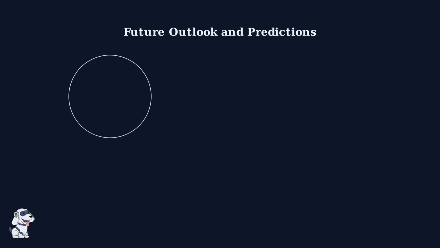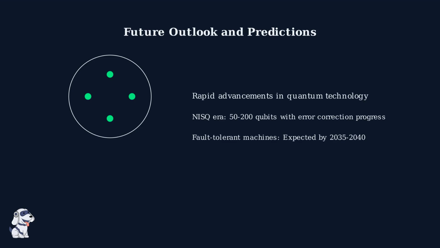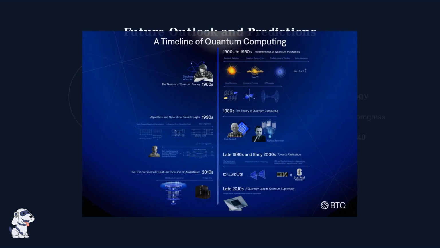Experts predict that quantum computing will continue to advance rapidly in the coming years. While fault-tolerant quantum computers are still some time away, the field is making significant progress, and quantum computers are expected to have a transformative impact on various industries. Looking at the timeline of quantum computing, we've seen remarkable progress from the early theories in the 1900s to quantum supremacy claims in 2019. This foundation sets the stage for continued rapid development.